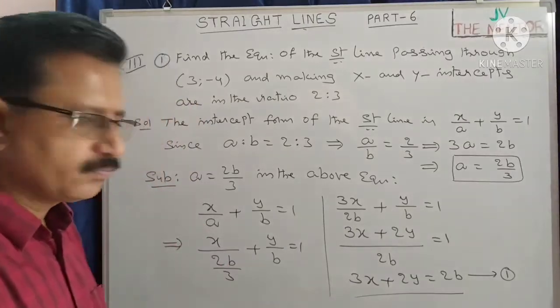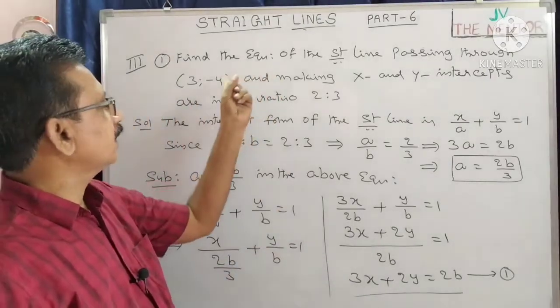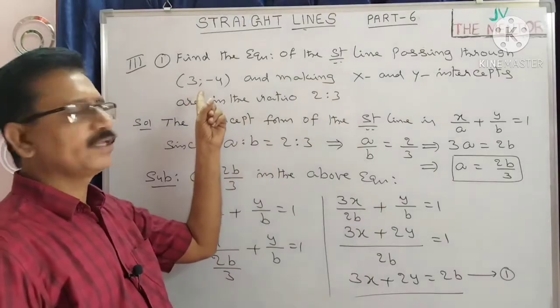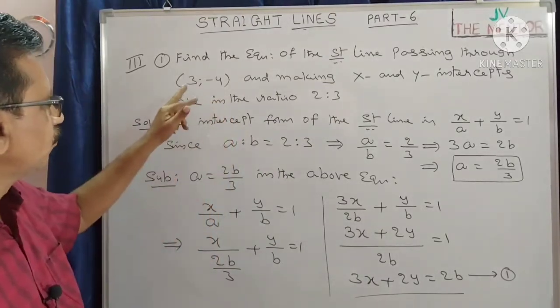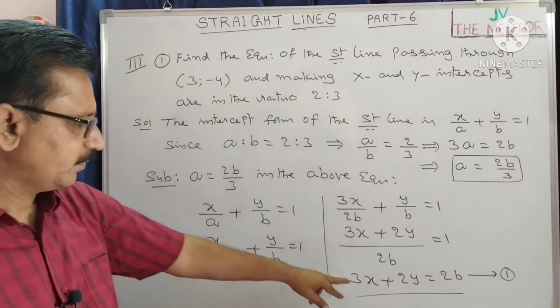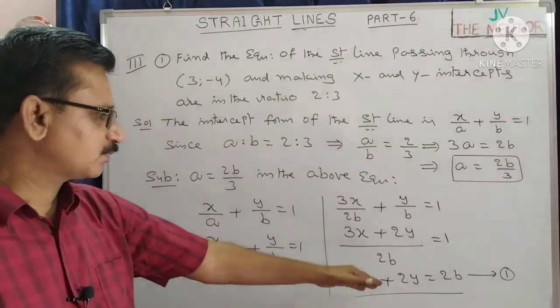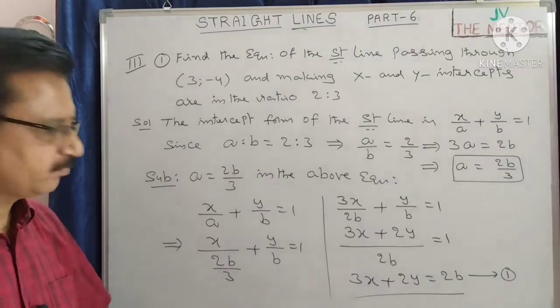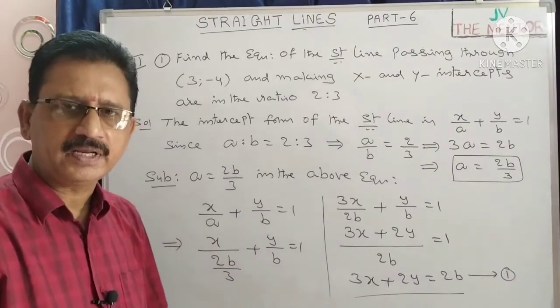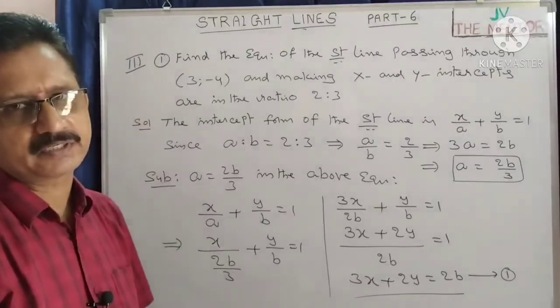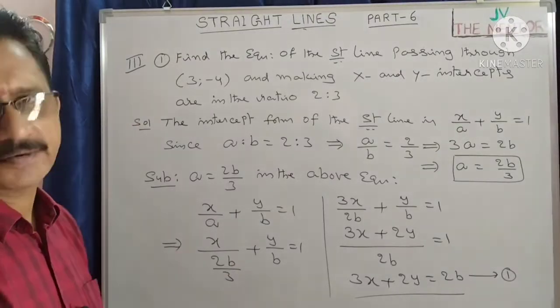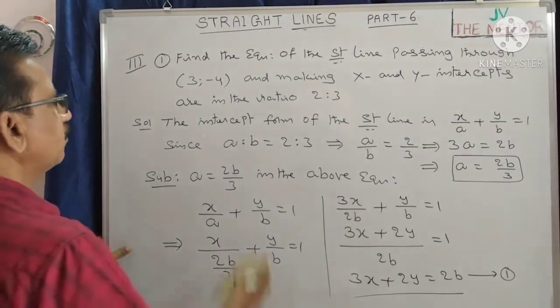Okay. Now, from the given condition, this line passing through the point 3 comma minus 4. Then substitute x equal to 3 and y equal to minus 4 in the equation 1. Then we will get the value of b. Finally, substitute the value of b in the first equation. So that is our required equation. Okay, write down.